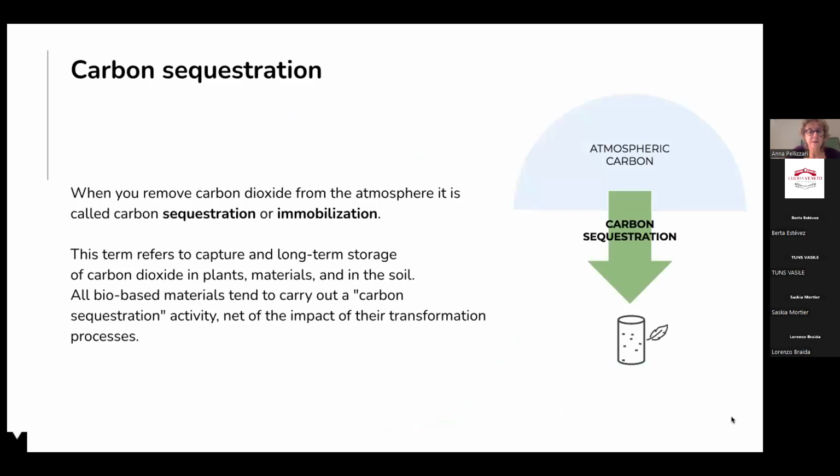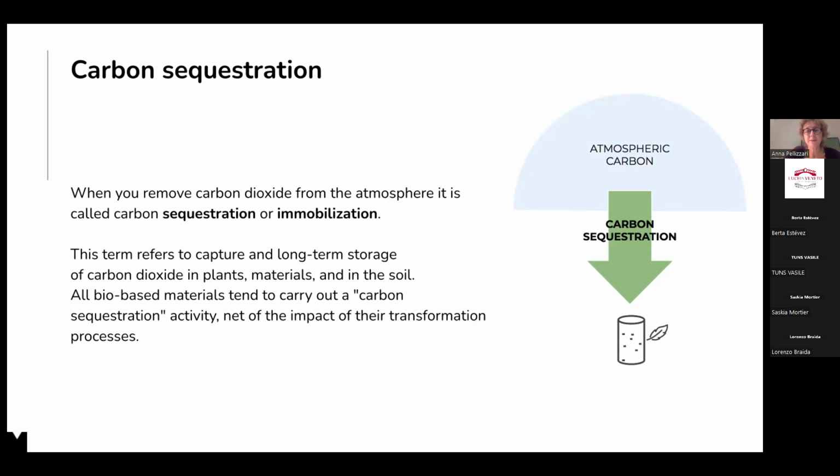So, just to give an overview on the main wordings in this context. When we talk about carbon sequestration, it is the act of removing carbon dioxide from the atmosphere. The term refers to the capture and long-term storage of carbon dioxide in plants, material, and in the soil. This long-term is a key wording also when it comes to regulation.